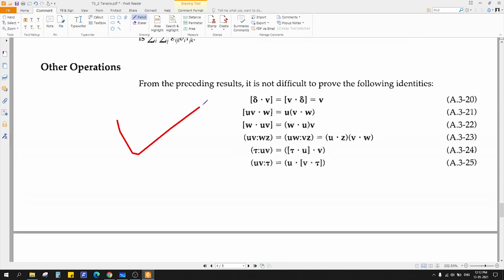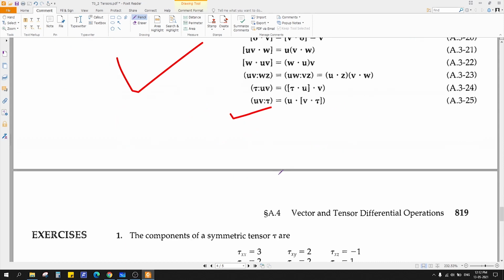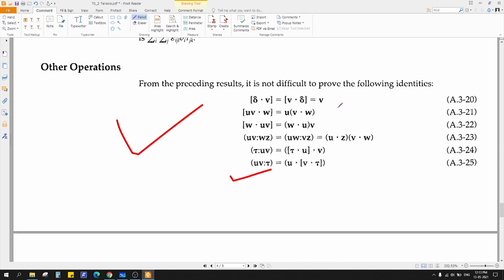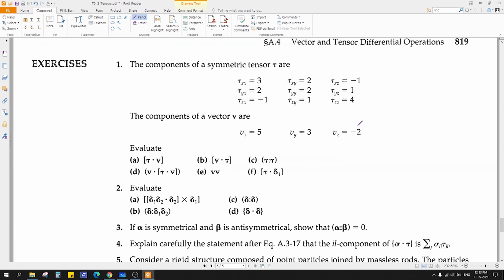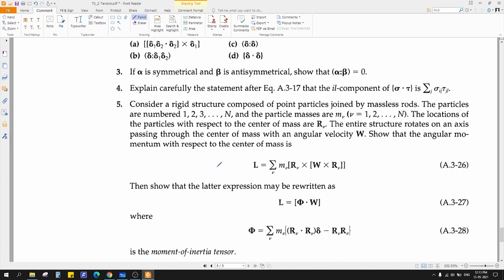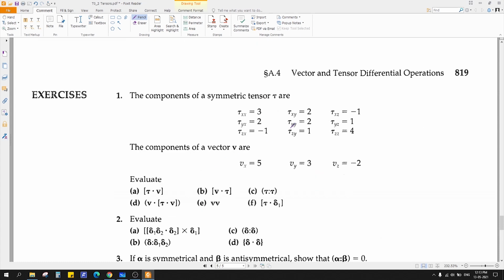We have certain operations here. You can derive this, or you can remember these formulas. We can go through these exercises. To clear the concept, I will show you how to evaluate this one. Then you will understand how to do this dot product.